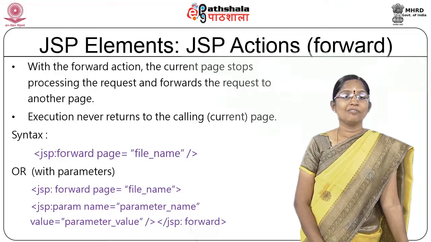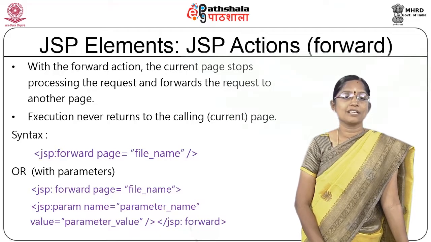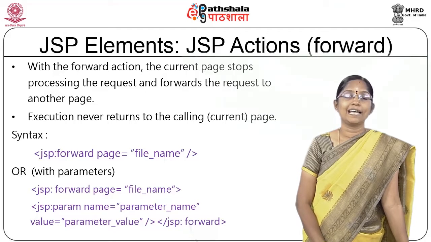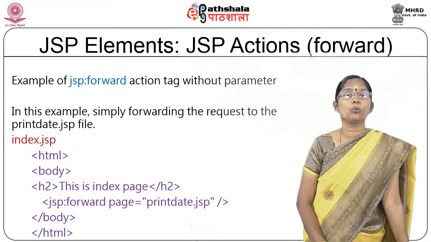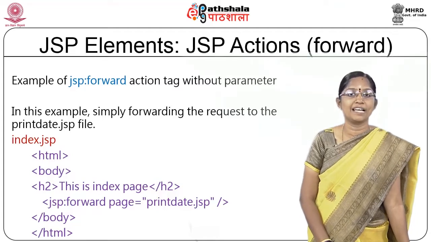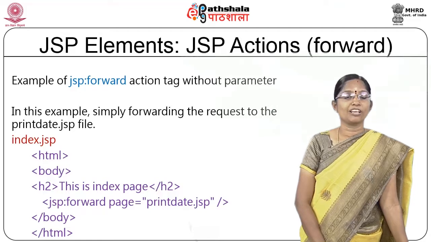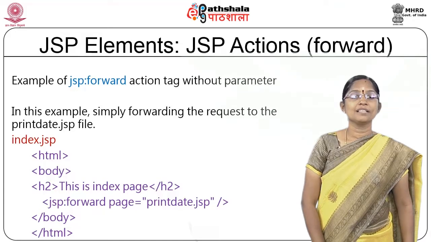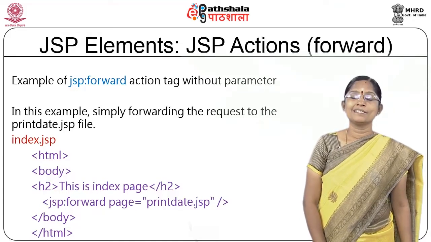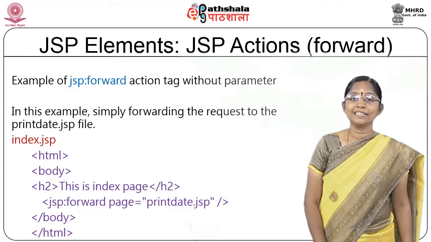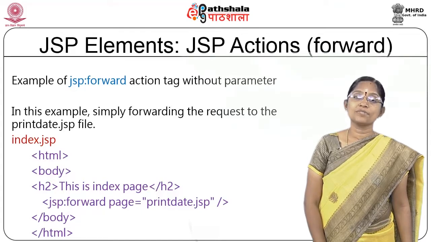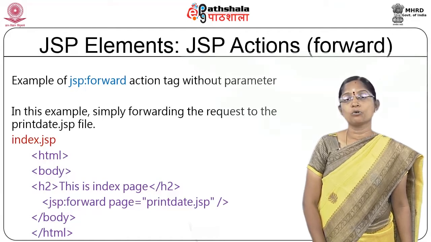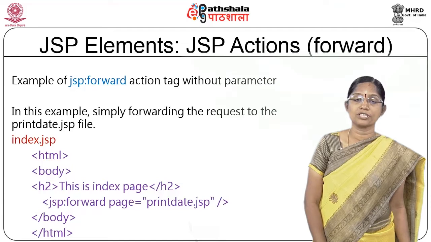Or the syntax can be given like this also, along with the param tag: jsp:forward page equals some file name, along with that some parameter name and parameter value, and the ending tag for jsp:forward. Now let us look at one example for this jsp:forward action tag. What we have seen before is with a parameter; this is without a parameter. Here you can see, within the headings, jsp:forward page equals printdate.jsp. During the execution of this current page, once it comes across the forward, the control automatically goes to printdate.jsp. It never comes back to the original page again.